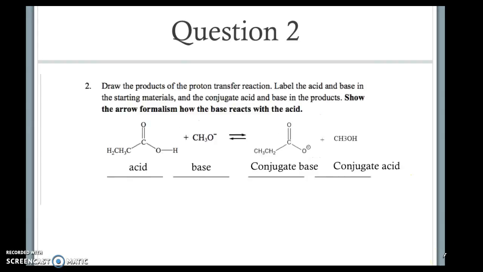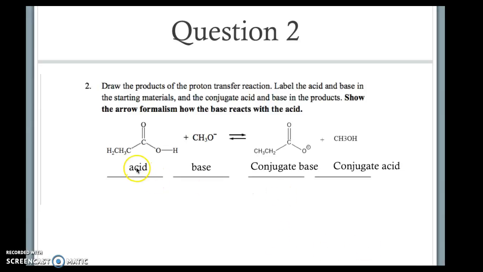Question 2, we're supposed to draw the products of the proton transfer reaction. We need to label the acid and base in the starting materials and the conjugate acid and the conjugate base in the products. We're supposed to show how the arrow formalism works as the base reacts with the acid.